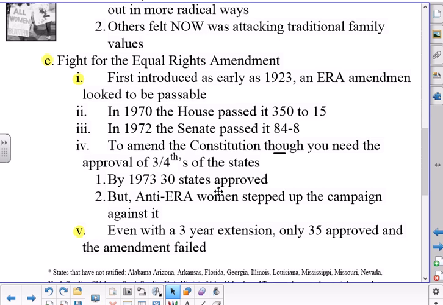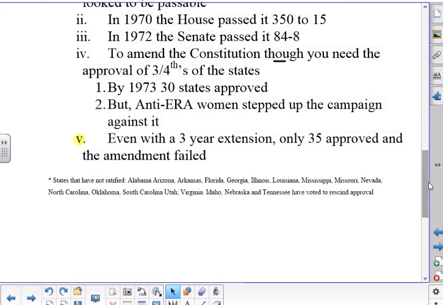So 38 states. By 1973, right after it was passed by Congress, it had already passed 30. And it just seemed like they couldn't get those last few states. And even with a 3-year extension, only 35 states had approved that amendment. So the Equal Rights Amendment has not yet passed. Now, as you saw on that Ms. Magazine page, and it might have been on the NOW page, there's still a fight to get the Equal Rights Amendment passed. But why wouldn't it pass?